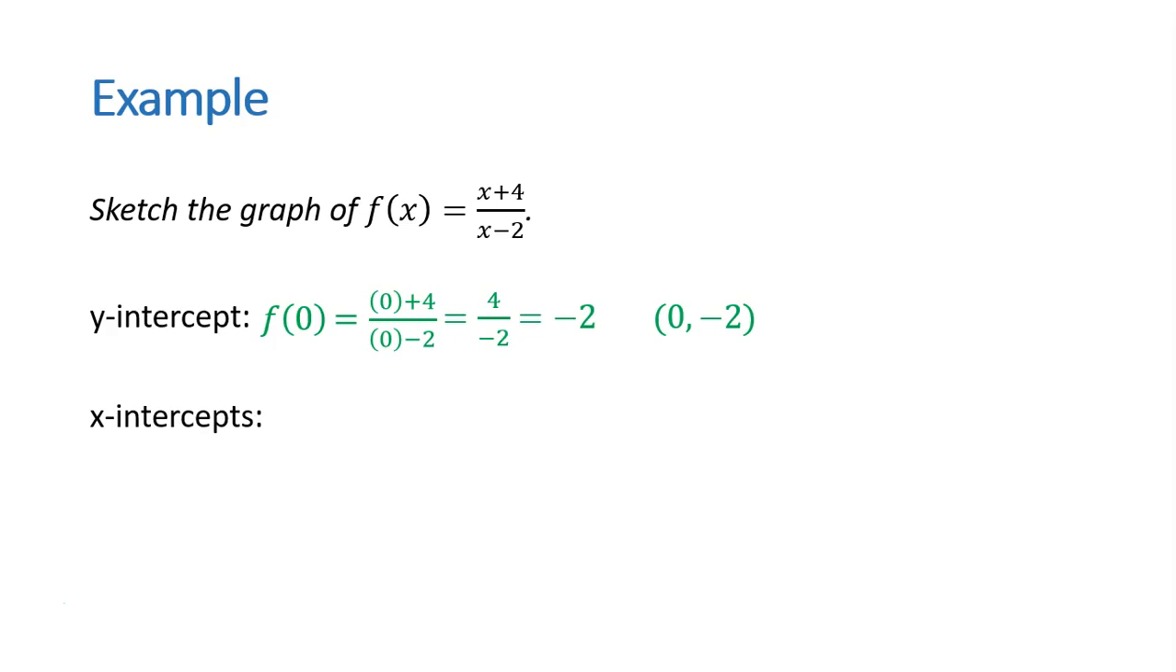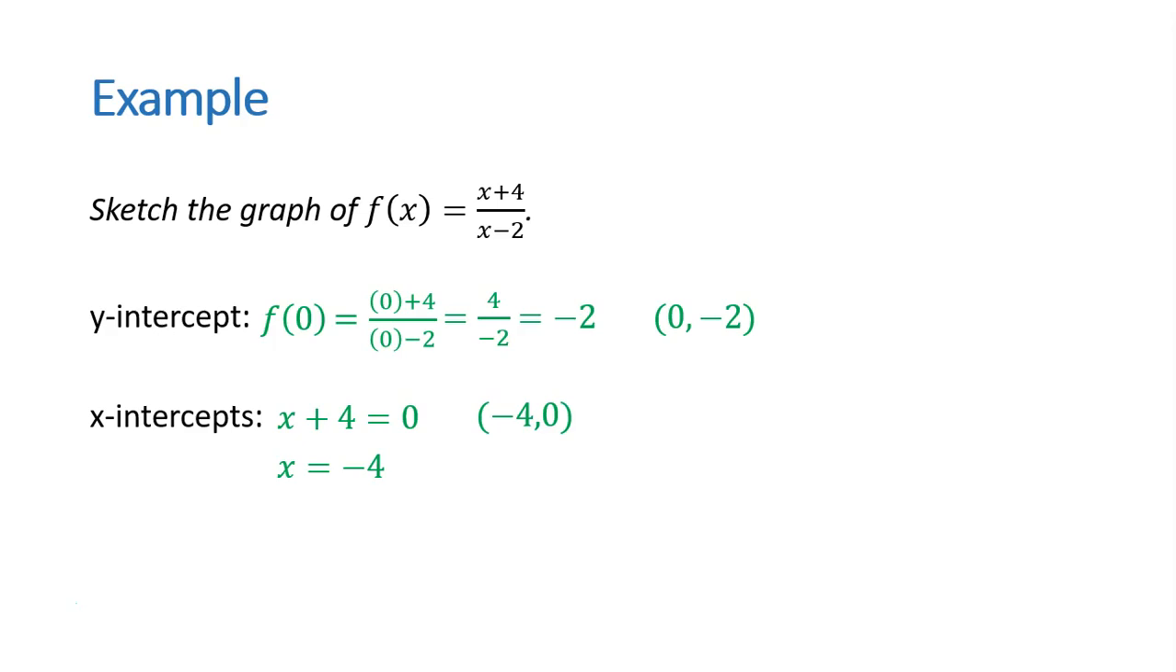Let's do the same thing for the x-intercepts. Again, we only have one y-intercept, but we could have more than one x-intercept. So I want to solve f of x is equal to 0, but the only way that's true is if the numerator is equal to 0. So I can just set the numerator equal to 0 and solve. This is true if x is equal to negative 4. So my x-intercept is going to be (-4, 0). In this case, I only have one intercept.